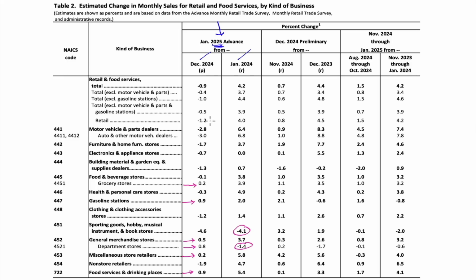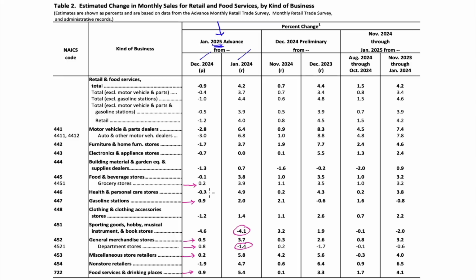Retail, down 1.2. Motor vehicles and parts, down 2.8. Furniture and home stores, down 1.7. Electronics and appliance, down 0.7. Building and material, down 1.3. Food and beverage stores, down 0.1. Health and personal care stores, down 0.3.